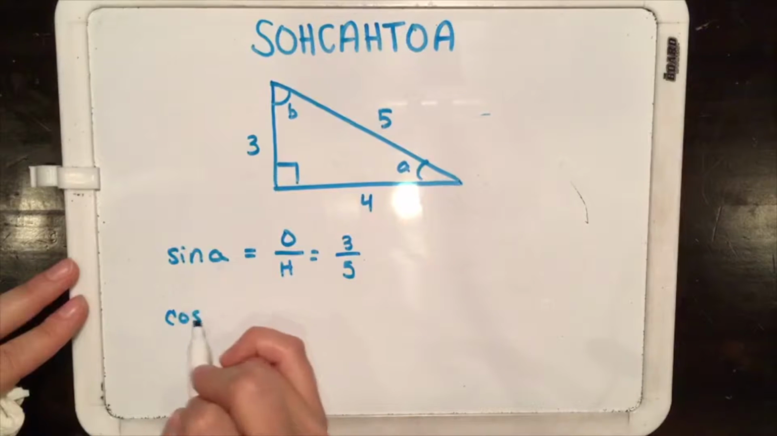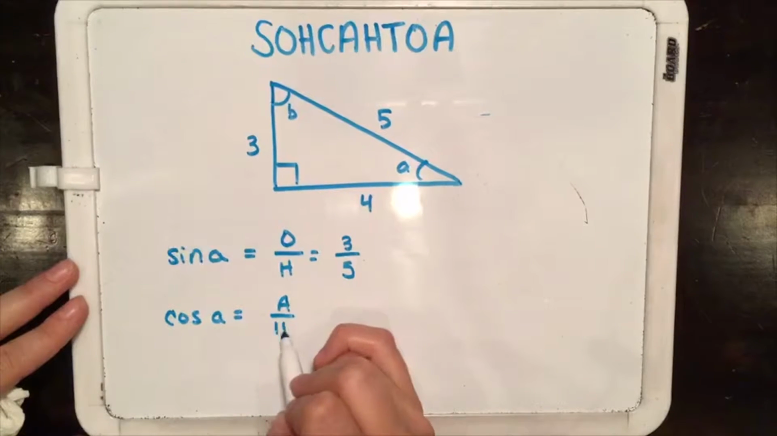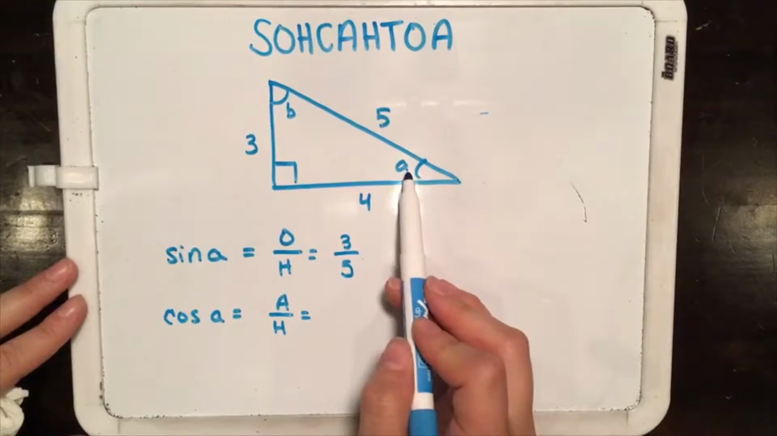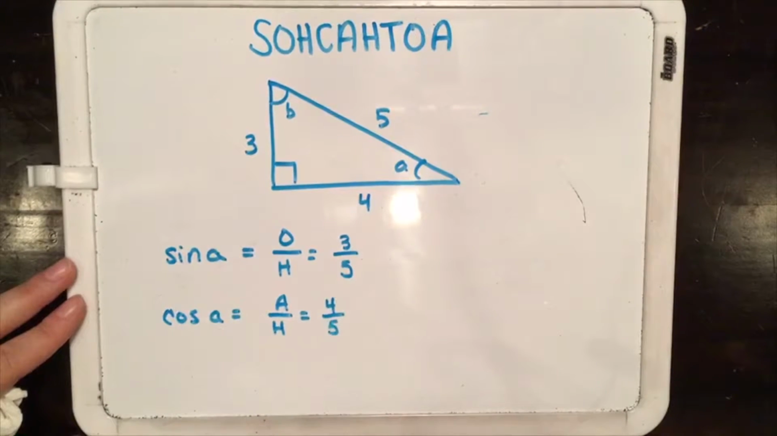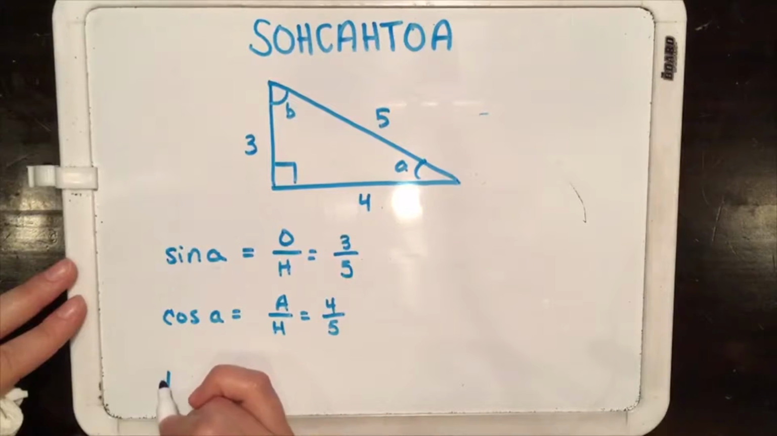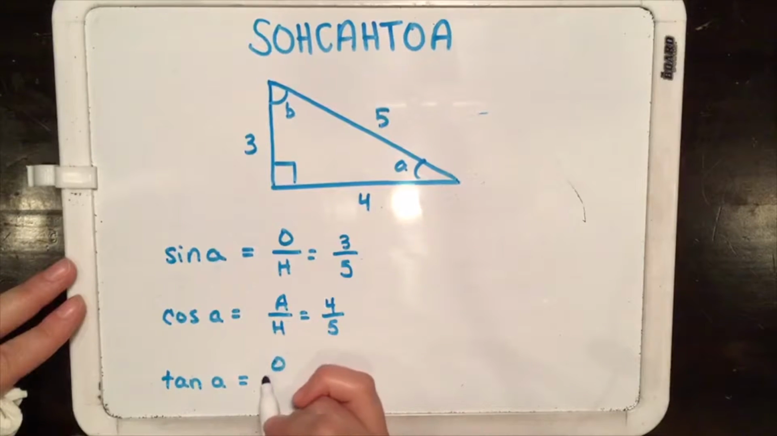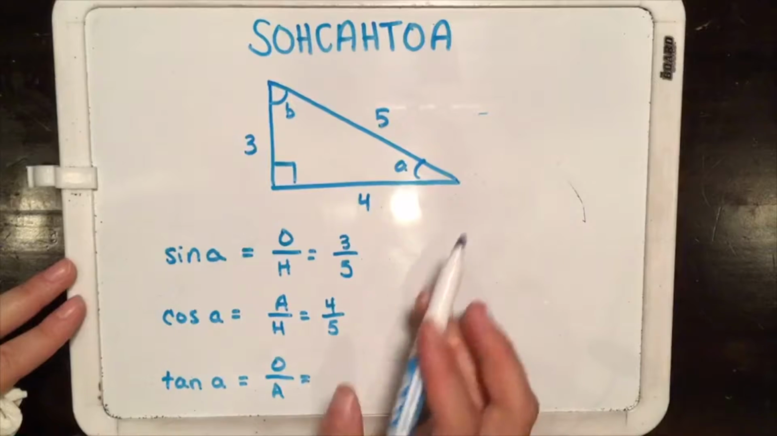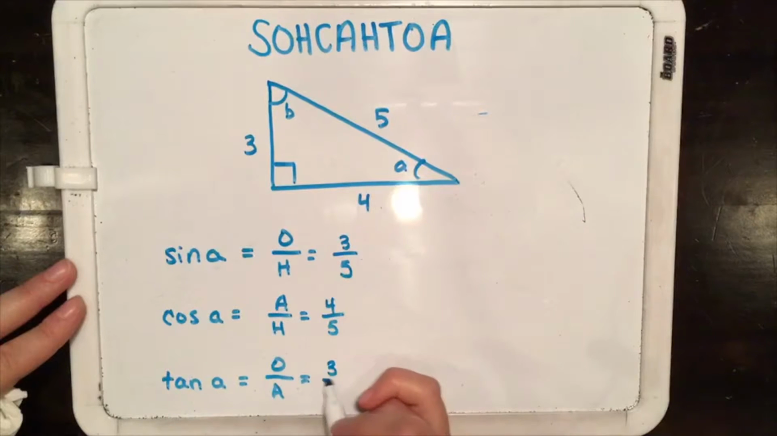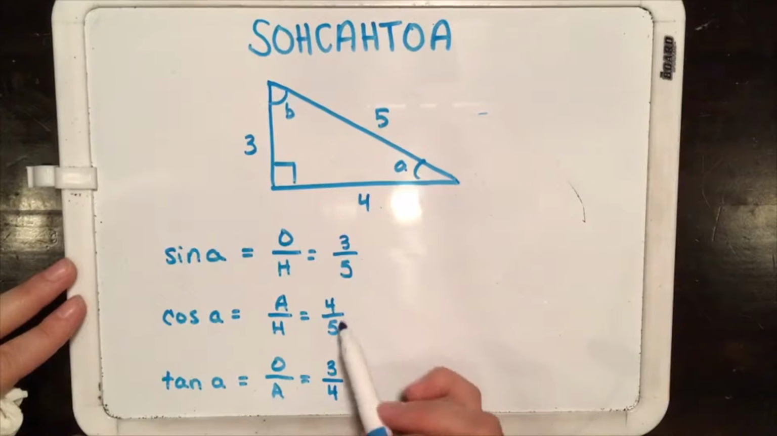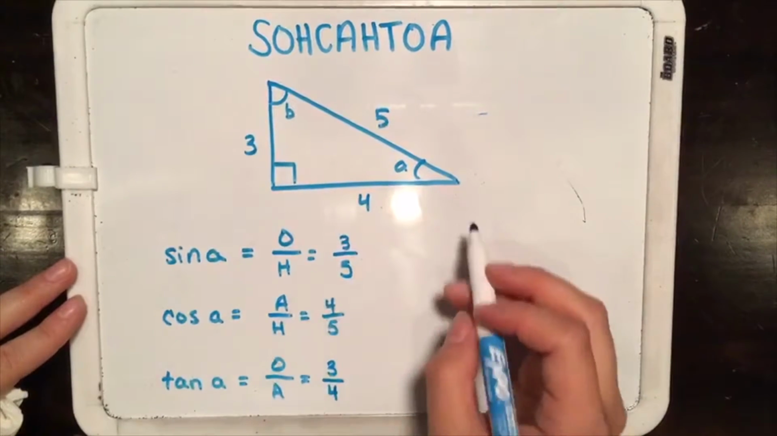Let's try cosine of A. That's going to be adjacent over hypotenuse. The adjacent side to angle A is 4, and the hypotenuse is still 5. So we get 4 over 5. And our tangent of A is going to be opposite over adjacent. So the opposite side is 3, and the adjacent side is 4. So now we've got all three trig ratios for angle A. Let's try and do the same thing for angle B.